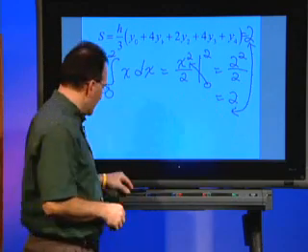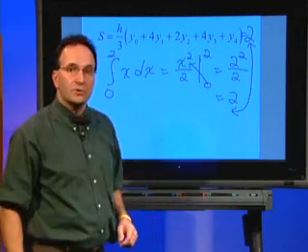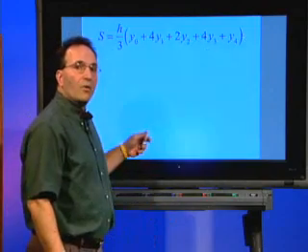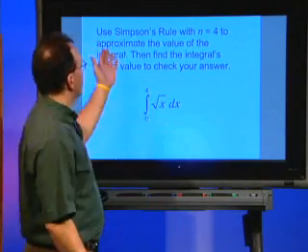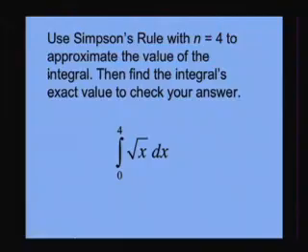All right, well, that's great. Now it's time for you to try a problem. I would like you to use Simpson's rule with n equal to 4 to approximate the value of the following integral. Then I want you to find the integral's exact value so that you can check your answer. Pause the video while you work on this problem. When you're finished, restart the video to check your solution.